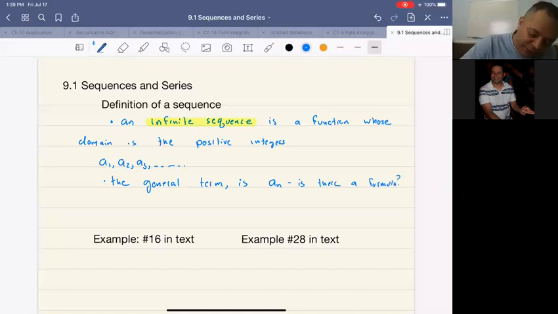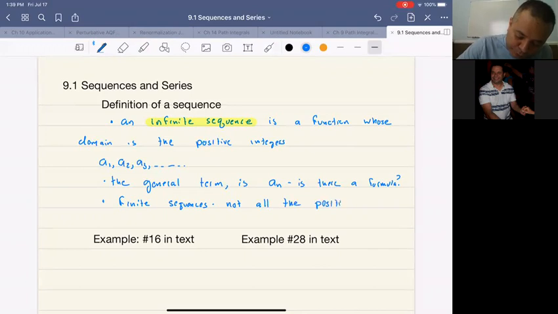And then they also talk about finite sequences. When it's a finite sequence, it's just maybe not all of the positive integers. We've moved farther and farther away from the definition in the book.